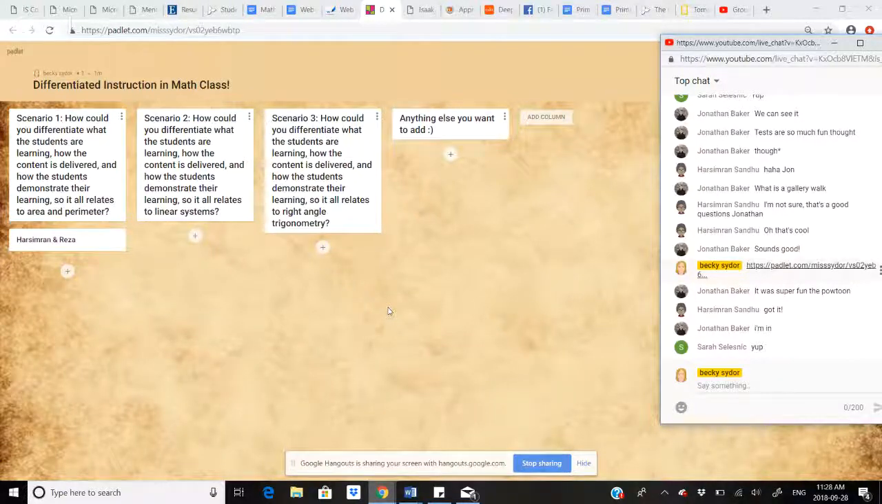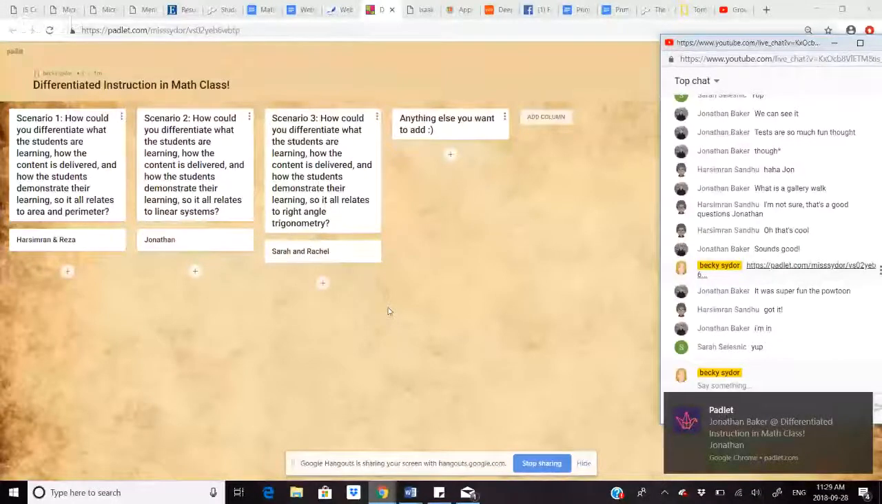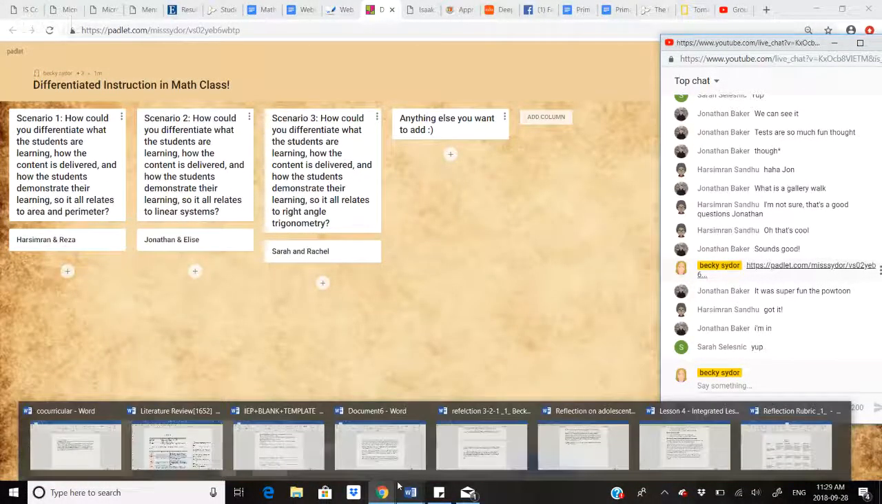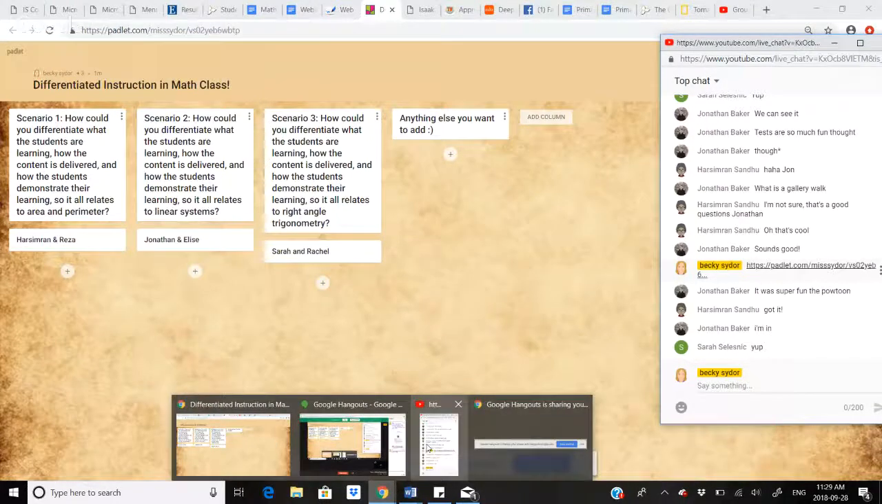Oh, of course, Simran has taken scenario 1. Scenario 2 is the same idea, but linear systems, and scenario 3 is right angle trigonometry. What we want you to do here is look at the 3 different ways in which you can differentiate to meet the criteria. Sarah and Rachel, okay? I think Jonathan gets the second scenario. All right, very good. We'll give you a few minutes to think about how you differentiate the content, the delivery, and the demonstration of the knowledge. And go.